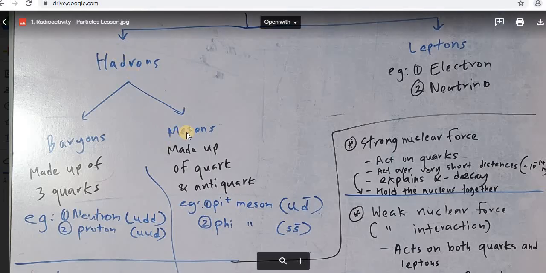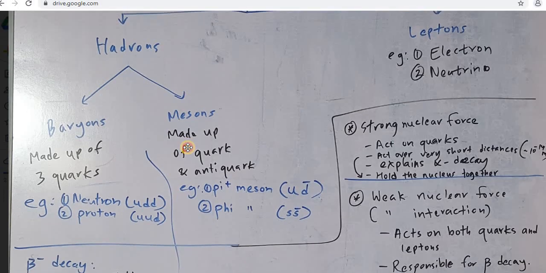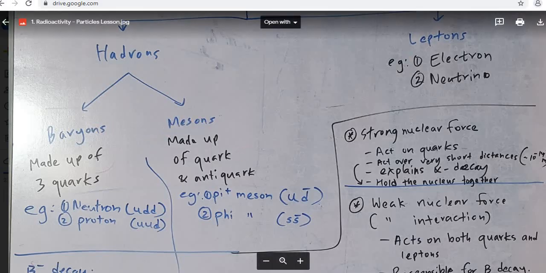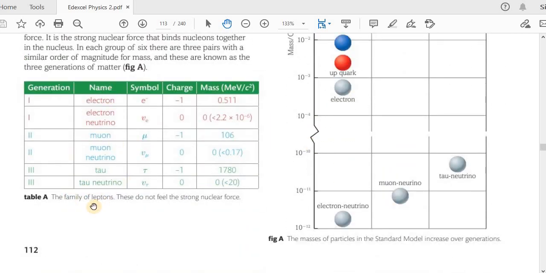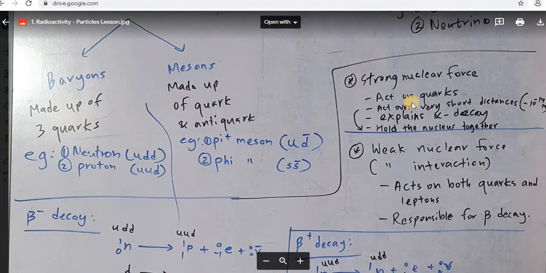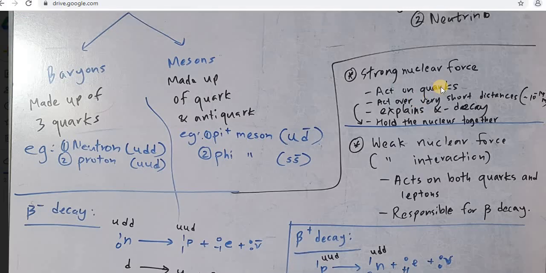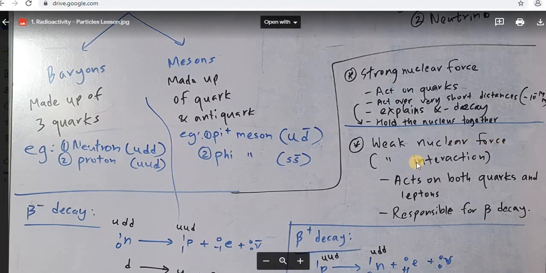And also we have the classification of the particles. So you can see the details there. We'll first go back to what we were doing. Okay, so we have this table of quarks, and also we have the table of leptons. See, family of leptons. These do not feel the strong nuclear force. Again, strong nuclear force acts on quarks but doesn't act on leptons. However, the weak nuclear force, also called weak interaction, acts on both quarks and leptons. This is important.